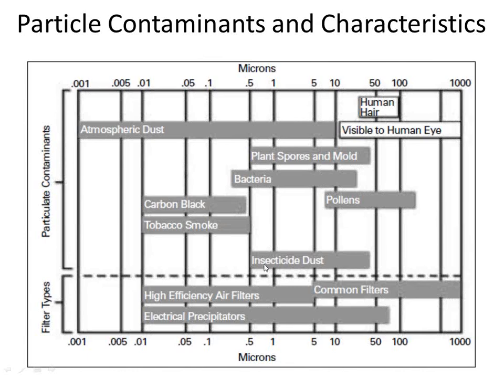Some of the larger ones, you can see 50 microns is a human hair. This is visible to the human eye. And there are some plant spores, bacteria, pollens, and they're controlled by common filters. The smaller ones are controlled by high-efficiency filters and the electrical precipitators. But remember, you've got to get them back to the filter to be affected.